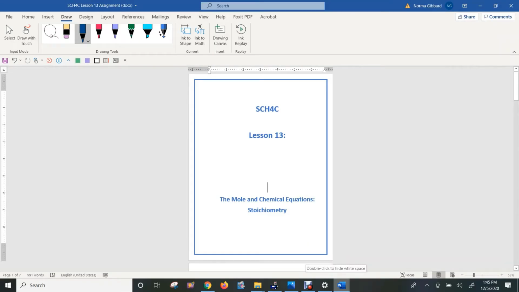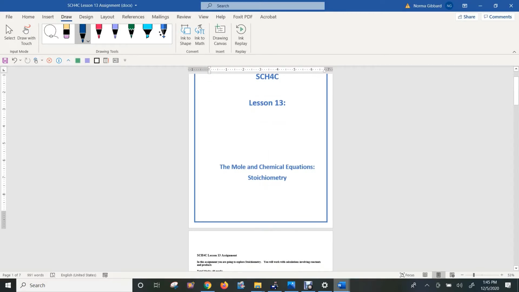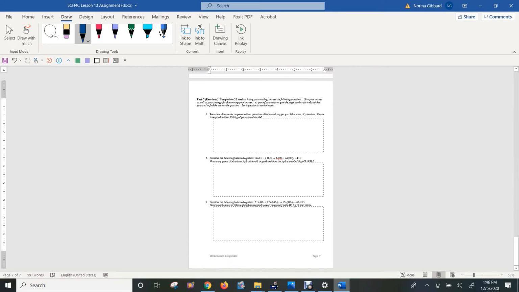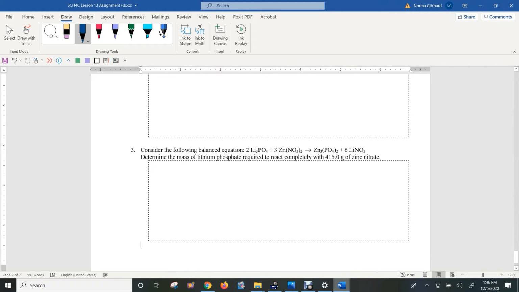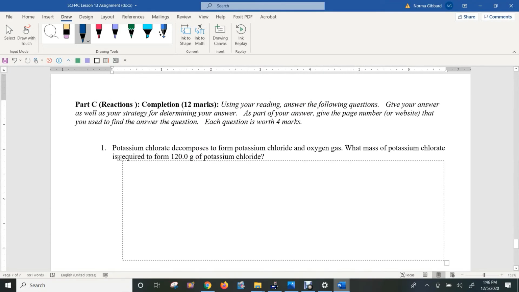SCH4C, Lesson 13, the mole and chemical equation, stoichiometry. Now, in this lesson, we are going to look at the problems given at the end, part C, and we'll go through these and then you'll be able to do the other questions.